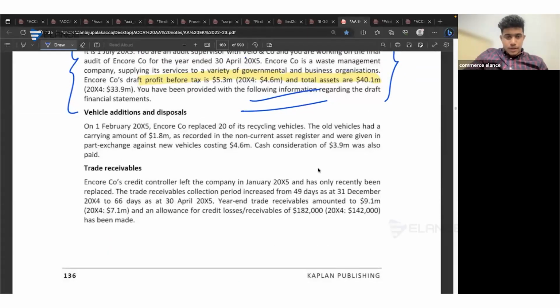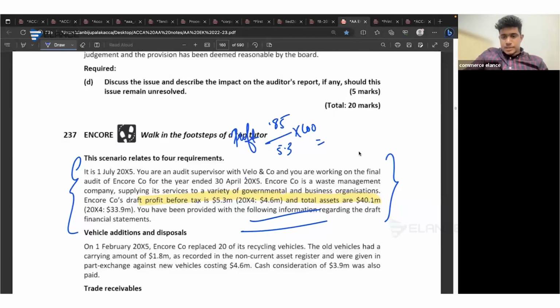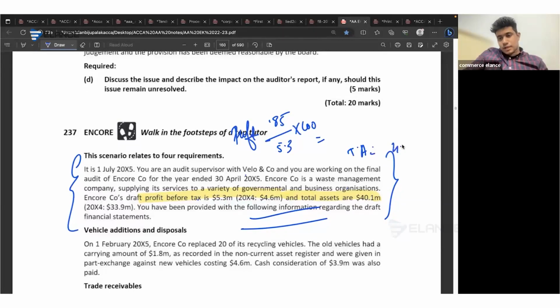Yes. How can you consider materiality? It's 0.85 million. And when it comes to the company's profit, it's 5.3 million. So you need to consider how much of the profit this amount is. At the same time, the total asset of the company is 40.1 million. Out of which also it's 0.85 into 100. What's the amount of profit? 16%. What's the amount of total asset? 2%.